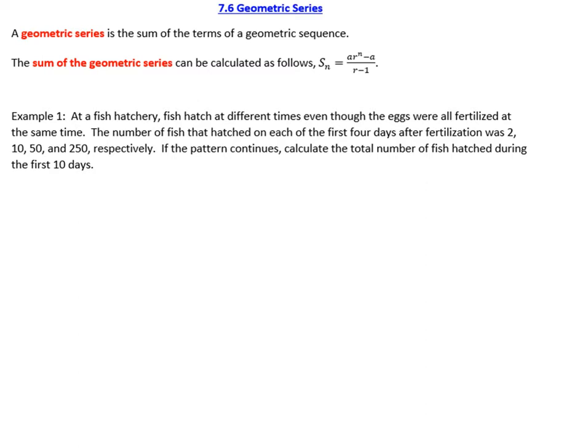Geometric series is the sum of the terms in a geometric sequence. So we can calculate this by following this formula.